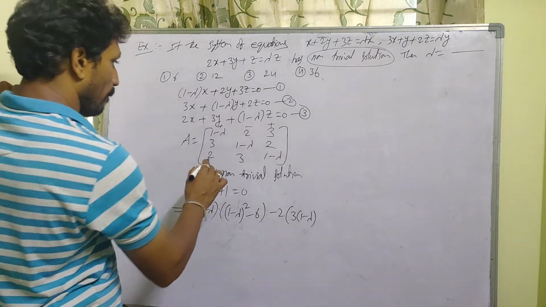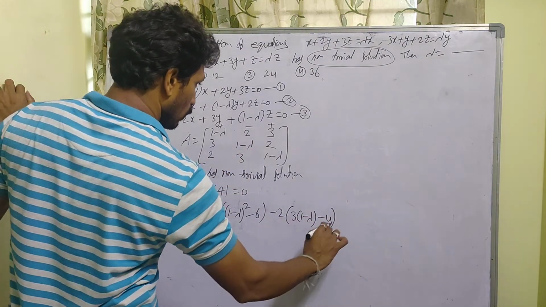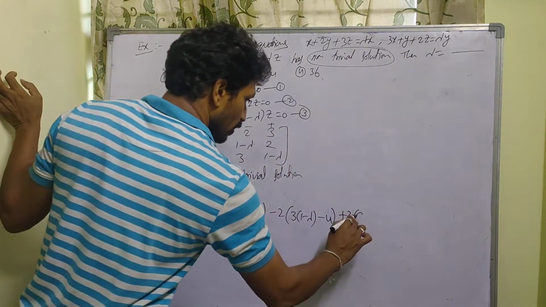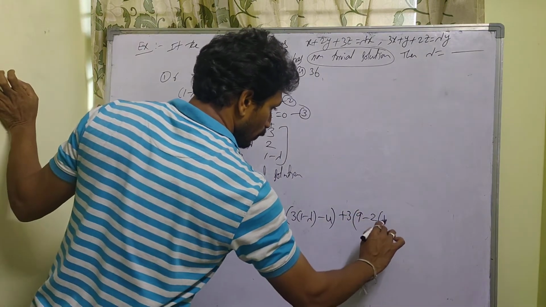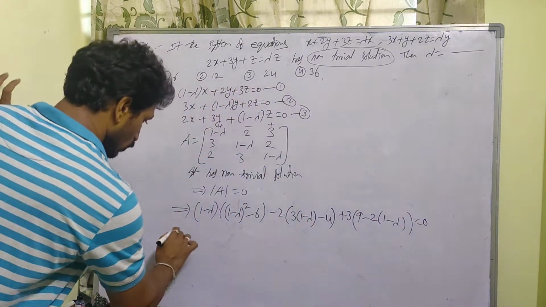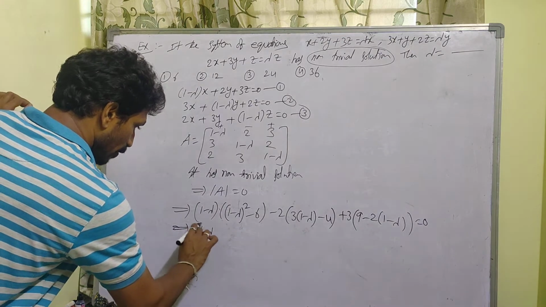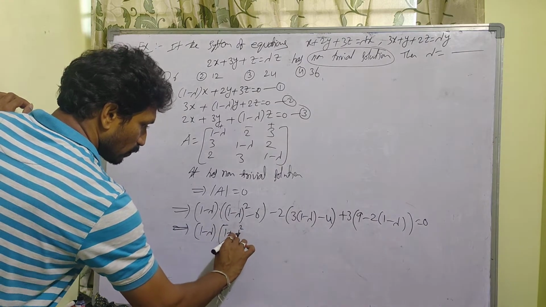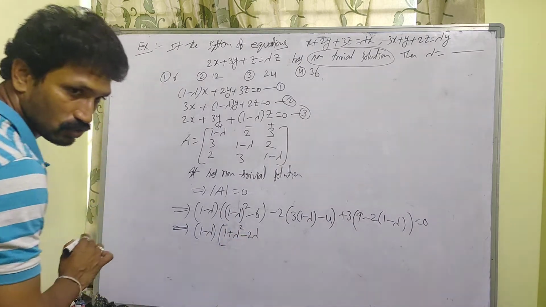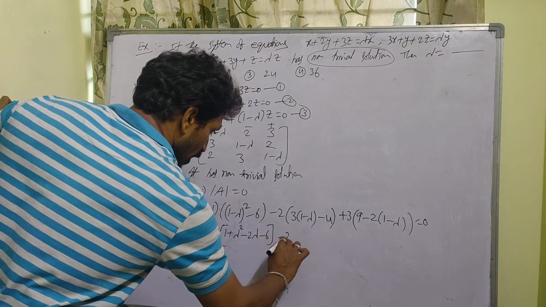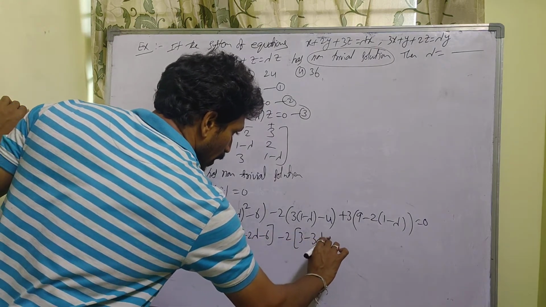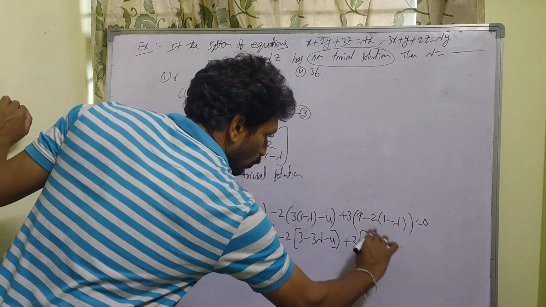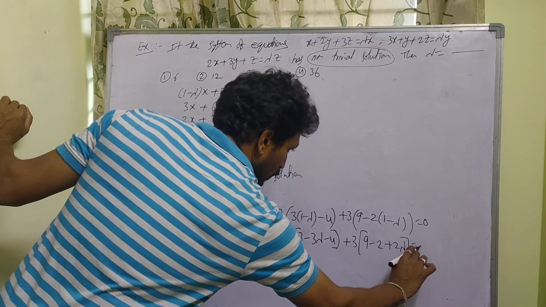Okay, minus 2 into 2 3s are 6... leave the row and column passing through 3: 3 3s are 9, minus 2 into (1 minus lambda) is equal to 0. Here (1 minus lambda) into, simplify this one using the (a minus b) whole square formula: a square plus b square minus 2ab, which is 1 plus lambda square minus 2 lambda, minus 6, minus 2 into 3 minus 3 lambda minus 4, plus 3 into 9 minus 2 plus 2 lambda is equal to 0.